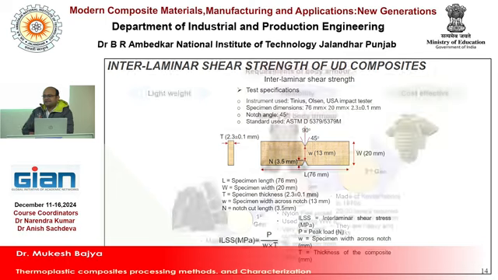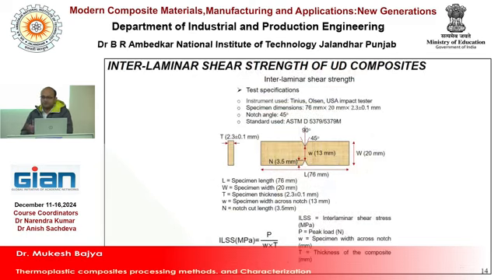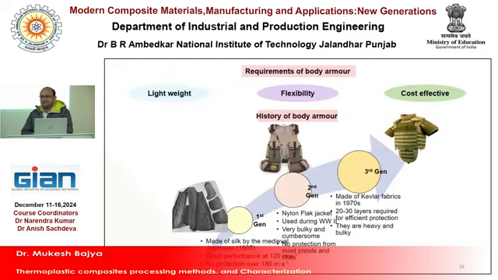Now I am giving a real life example, which is also my area: bulletproof jacket, body armor. In the case of the bulletproof jacket, thermoplastic composite is also used. What is the basic requirement of the bulletproof jacket? It should be lightweight, flexible in nature, and cost effective, right? That is the target. First is lightweight, and the second and third are, I think, least bother factors. The first factor should be lightweight, right?